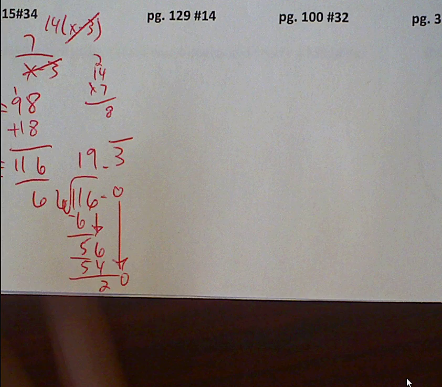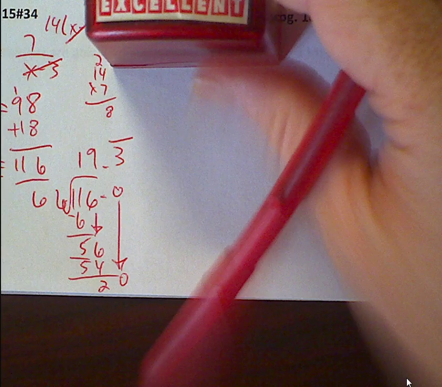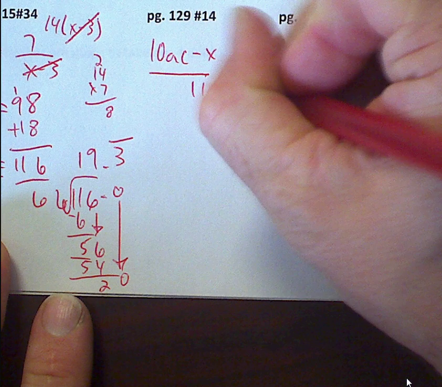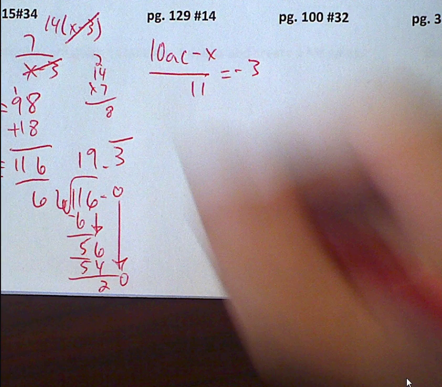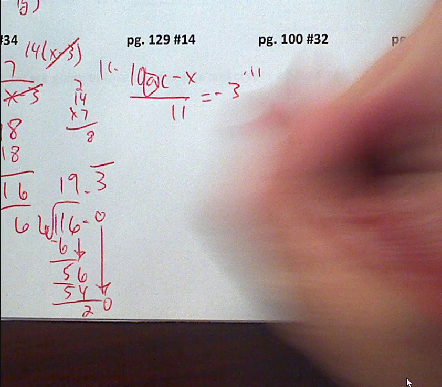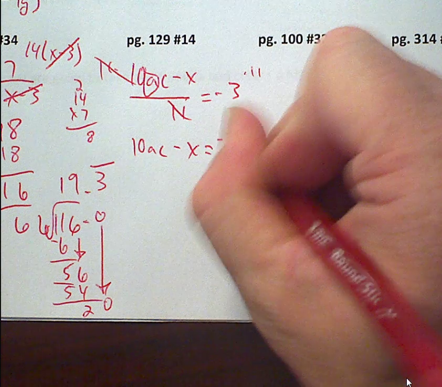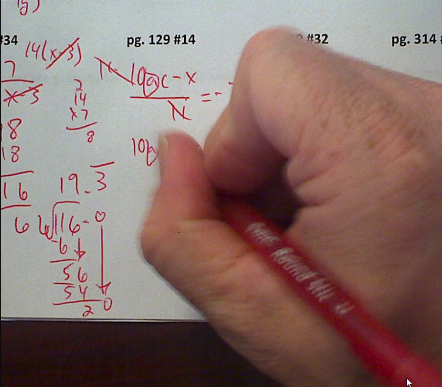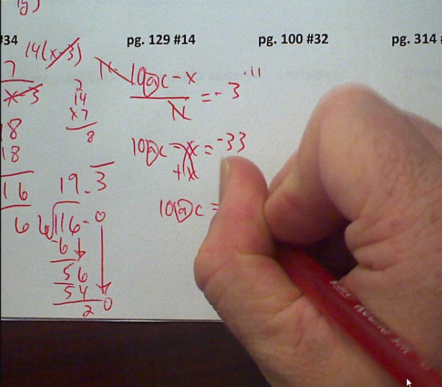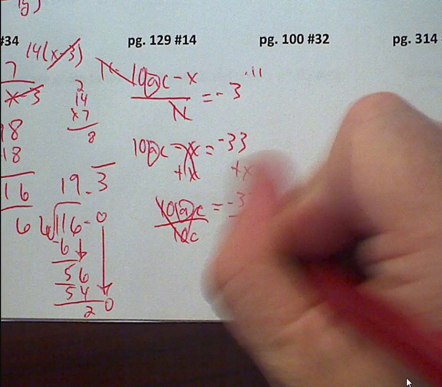Page 129, number 14. Go ahead and pause the video and try. (10ac minus x) over 11 equals negative 3, and I need to solve for letter a. If I want to solve for a, I need to multiply both sides by my denominator. So that would be 10ac minus x equals negative 33. Trying to get a by itself, so I'm going to add x to both sides. I got 10ac equals negative 33 plus x. Now I can divide by 10c, and that would be my answer.